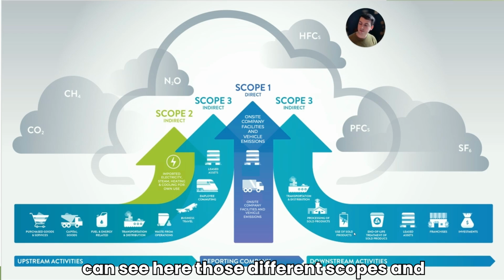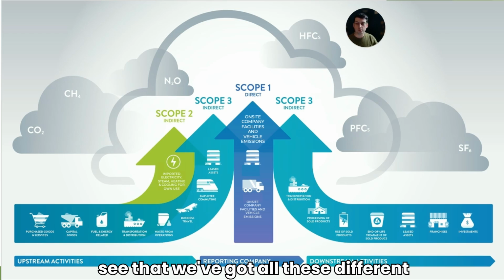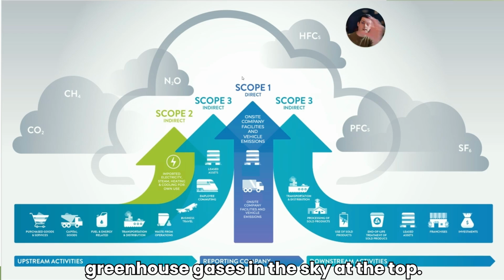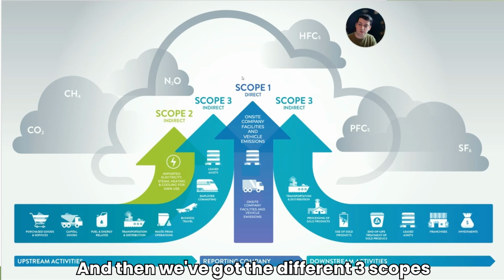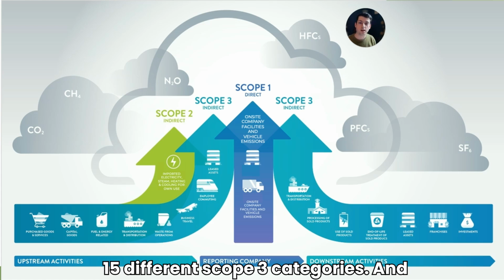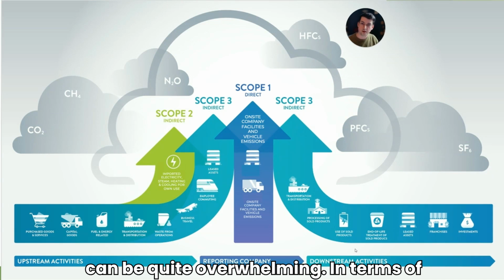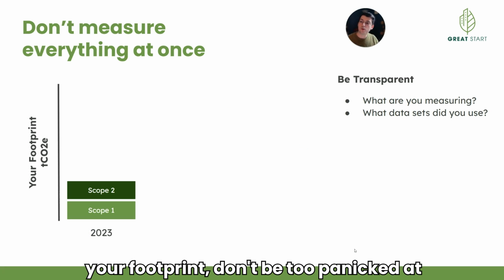We can see here those different scopes and the contributions towards it, and we can see that we've got all these different greenhouse gases in the sky at the top, and then we've got the different 3 scopes that are contributing to it, and all of those 15 different Scope 3 categories. And that's where it gets quite confusing and can be quite overwhelming. In terms of your footprint, don't be too panicked at this stage.